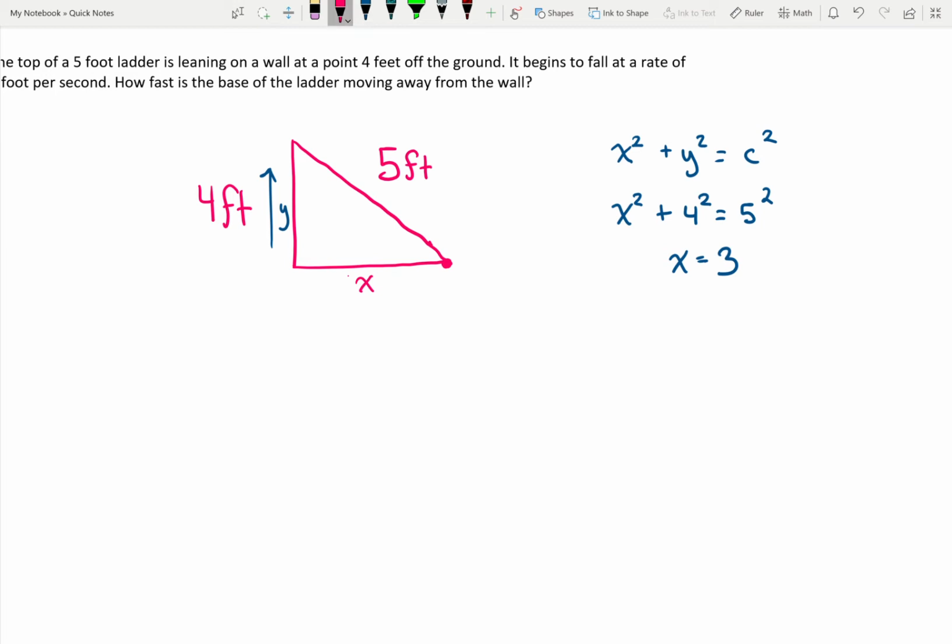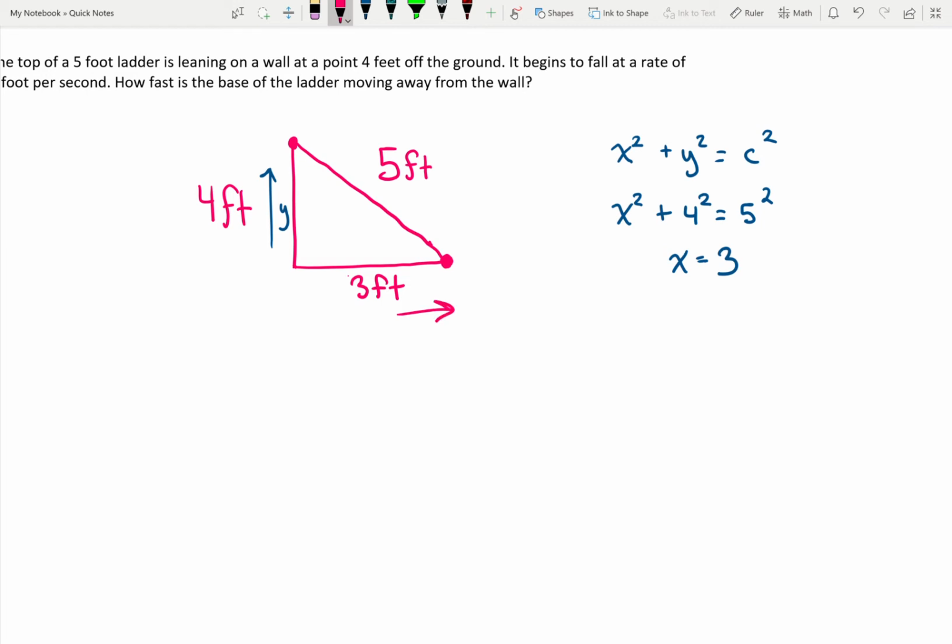All right, so this is what we're looking at now. We have a 5-foot ladder that's leaning on a wall, and the height to the top of the ladder is 4 feet, and from the wall to the base of the ladder is 3 feet. And they're telling us that it's slowly moving down the wall at 1 foot per second. How fast is it moving this way?